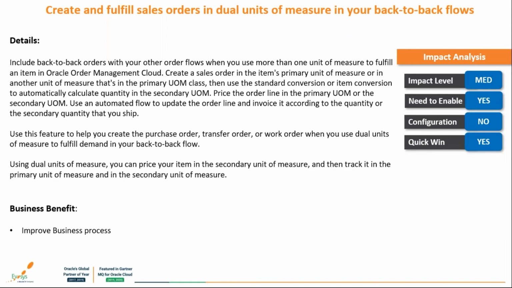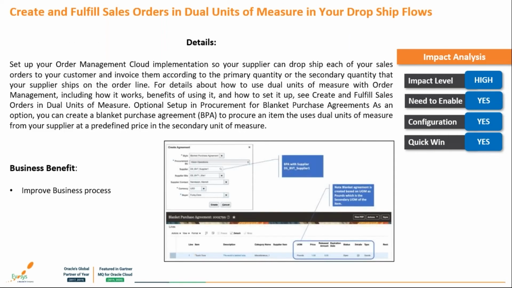So the business benefit is improve business process. Impact level is medium. You need to enable this feature. There is no configuration in this feature, and it's quick win. The next feature is create and fulfill sales order in dual unit of measure in your dropship flows.